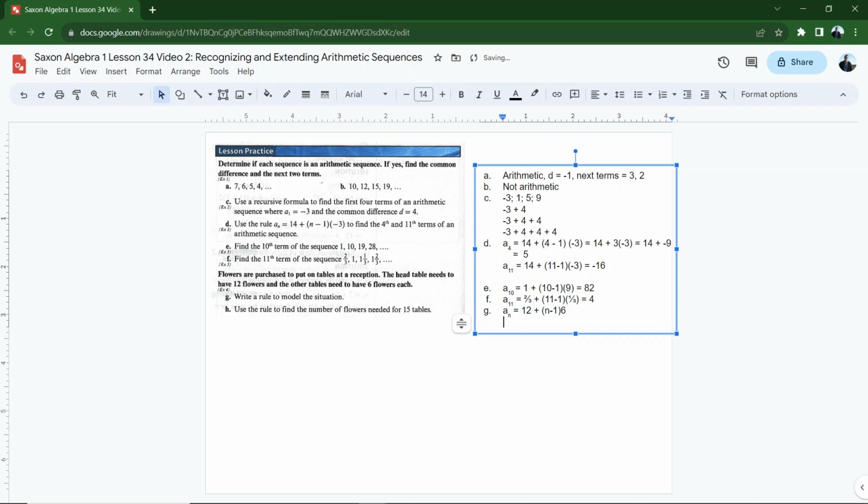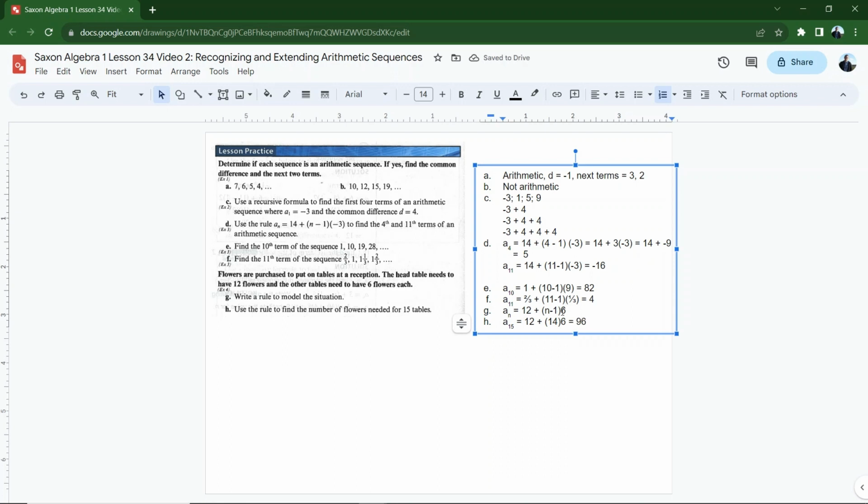All right, so now letter H says that I'm supposed to use the rule to find A sub 15. So the 15th term in the sequence. Well, the original starting term is the same, 12, plus 15 minus 1 is 14 times 6. All right, we have to do a little thing here. 14 times 6, that's 6 times 10 plus 6 times 4. That's going to be 84. 84 plus 12 is 96. And that's how you do it.